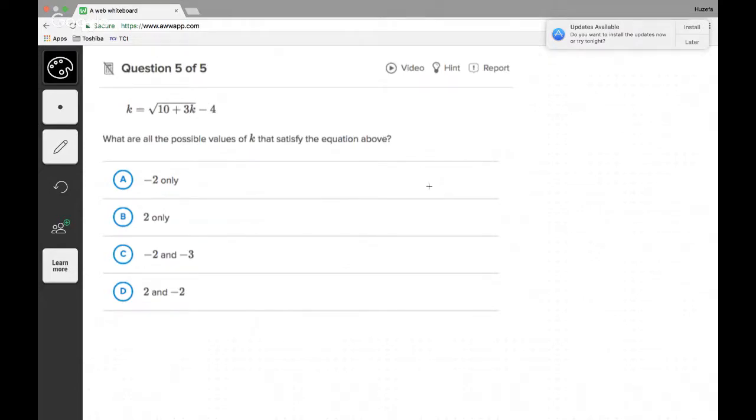So this is pretty interesting because, again, the main goal with solving this is first you must isolate the radical. All right, so what does that mean? K equals square root of 10 plus 3k minus 4.